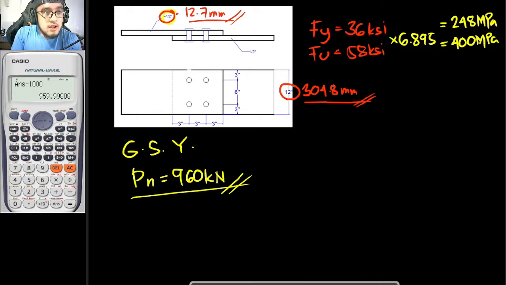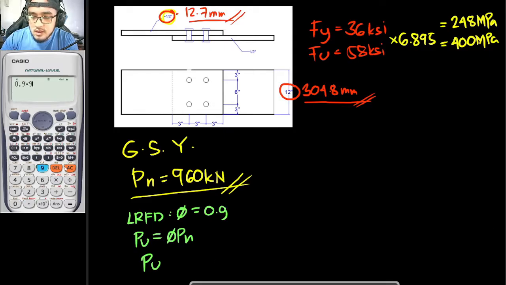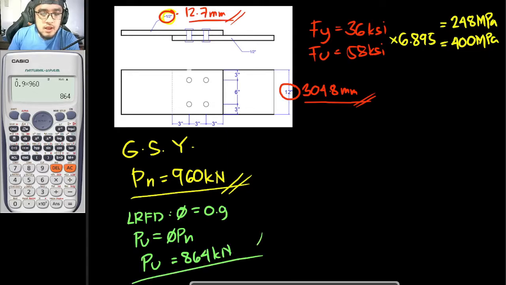So for LRFD, PU is equal to phi PN. And our phi in yielding is to be equal to 0.9. So same lang siya dati, no, sa analysis of tension members. So this is now to be equal to 0.9 times 960. So 0.9 times 960, and that is to be equal to 864. So 864 kilonewton. So this is for LRFD.